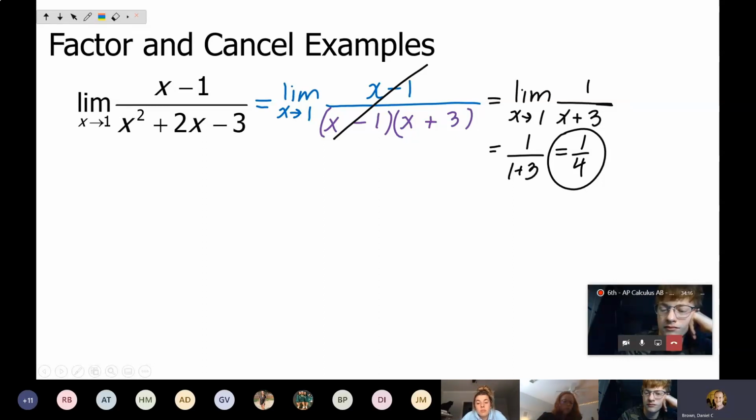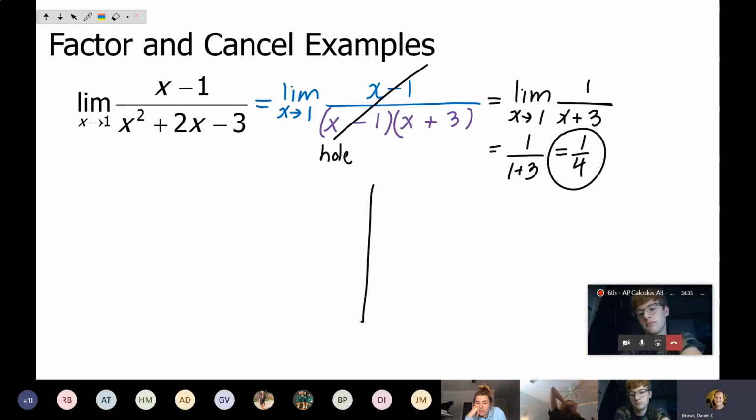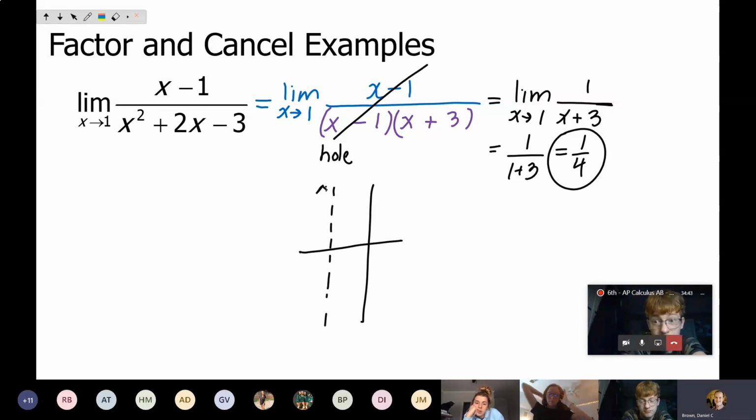Well, what does this mean? Let's think back to some prereq skills. When I canceled out that x minus 1, what feature is actually happening in the graph right there? A hole. It's a hole. So basically, you're canceling out the hole in the graph. If you were to graph this one, and again, this is why algebra is nice, because you don't have to know what it looks like. I do, because I've been doing this problem forever. But this graph looks something like this.